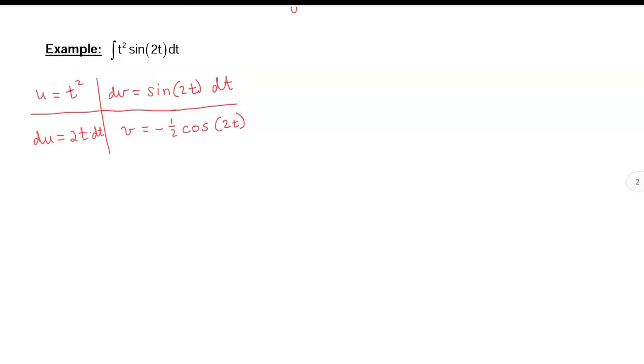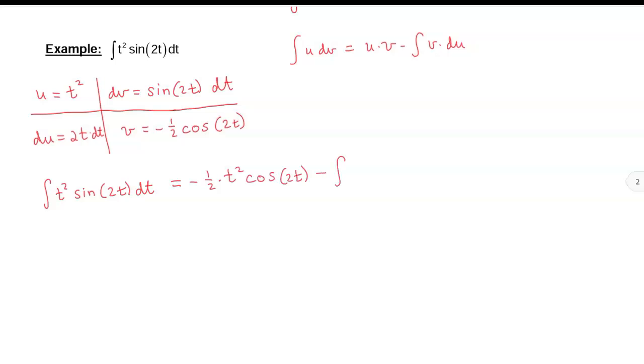Now I'm going to set up my formula. Remember, the formula is the integral of u dv equals u times v minus the integral of v du. The integral of t squared sine of 2t dt equals u times v, which will be negative 1/2 t squared cosine 2t, minus the integral of v du. So v is negative 1/2 cosine, and du is 2t dt. I'm going to write them both in here. 1/2 cosine 2t times 2t dt. That way you'll have a moment to see.